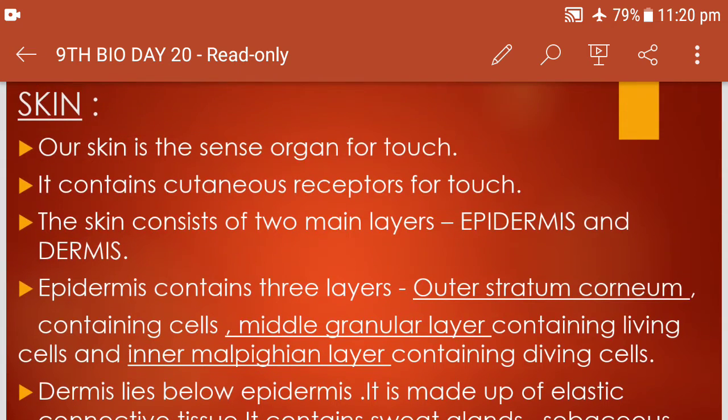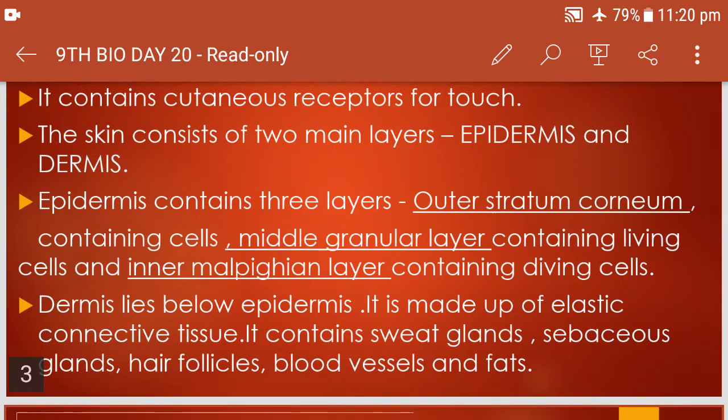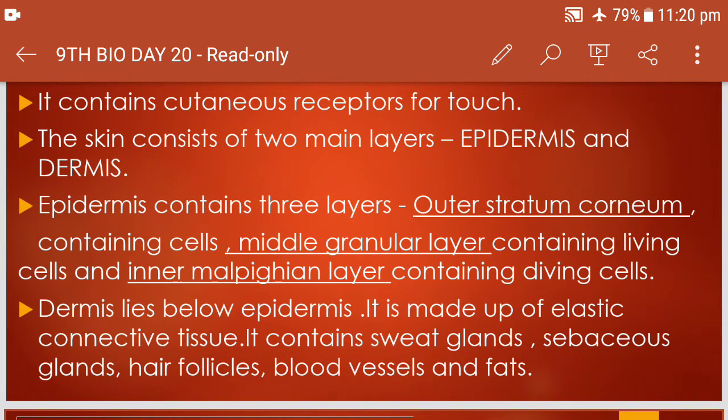Skin consists of two main layers, epidermis and dermis. Epidermis in turn is made up of three layers. Outer stratum corneum, or cornified layer, contains the dead cells, middle granular layer contains the living cells, and the inner Malpighian layer contains the dividing cells.